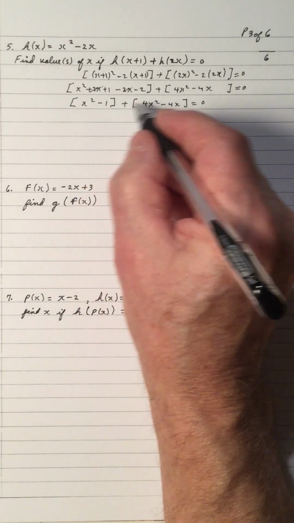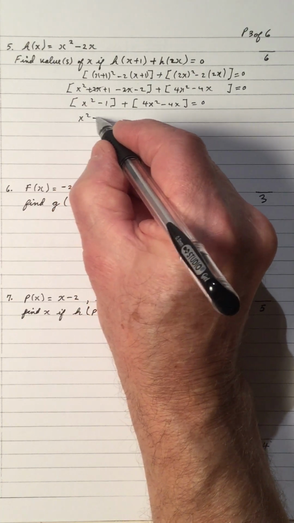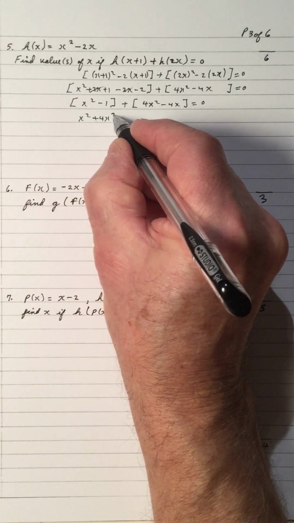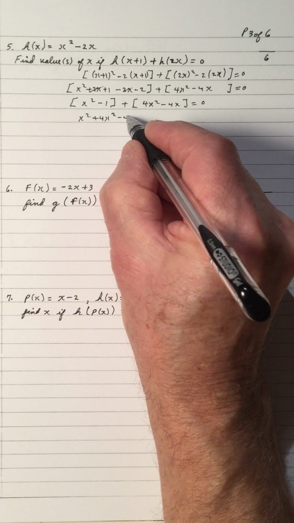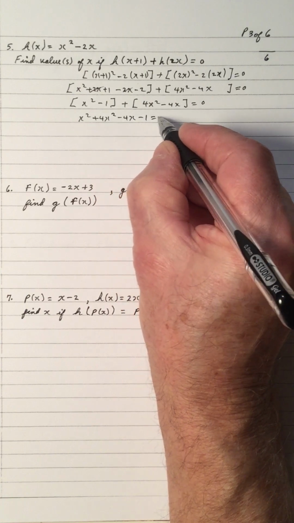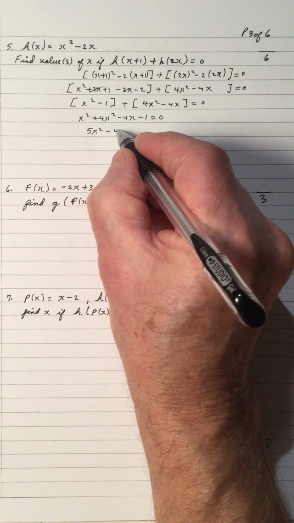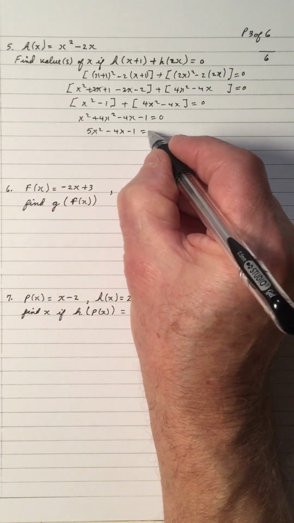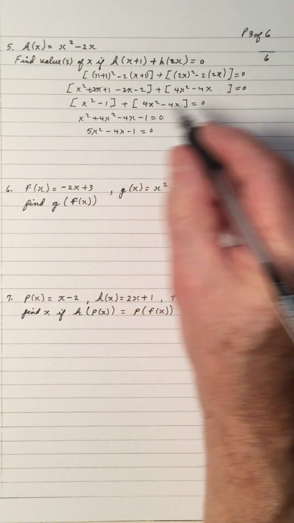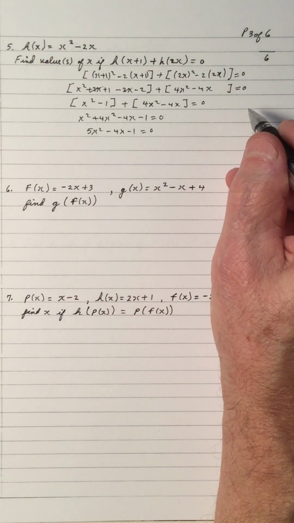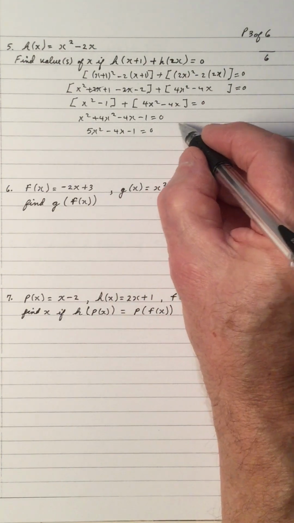And we add up, so we get x squared plus 4x squared minus 4x minus 1. We do descending order. This gives us 5x squared minus 4x minus 1 equals 0. So notice we have a quadratic. We can solve it by quadratic formula or by factoring.